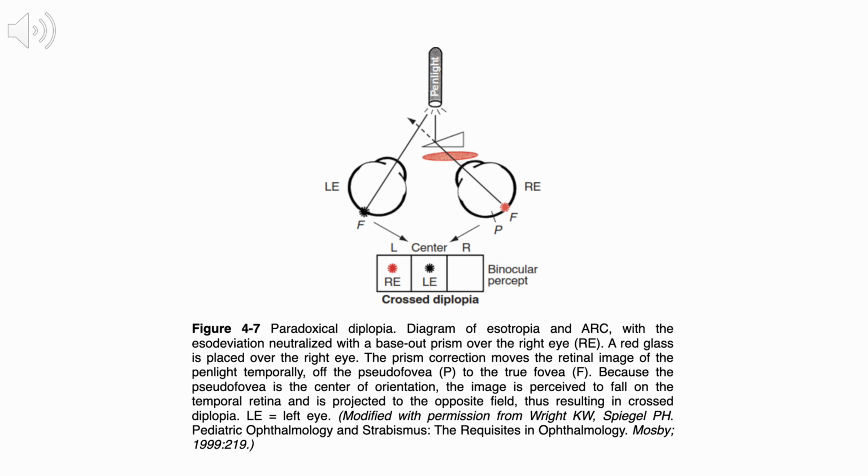Now comes the key moment. A prism or surgery straightens the eyes so they're pointing at the same target. The light from the pen light is now moved onto the true fovea of the previously deviating eye instead of the pseudofovea. But the brain is still using the old map. The brain still thinks the pseudofovea is the center. So when the image suddenly lands on the real fovea, the brain interprets it as being in the wrong place. Because of that mismatch, the image is perceived as coming from the opposite side, which creates crossed diplopia. This is why the diplopia is called paradoxical. The eyes are straighter than ever, but the brain is still using old rules. Over time, the brain usually relearns the correct map, and the double vision goes away.